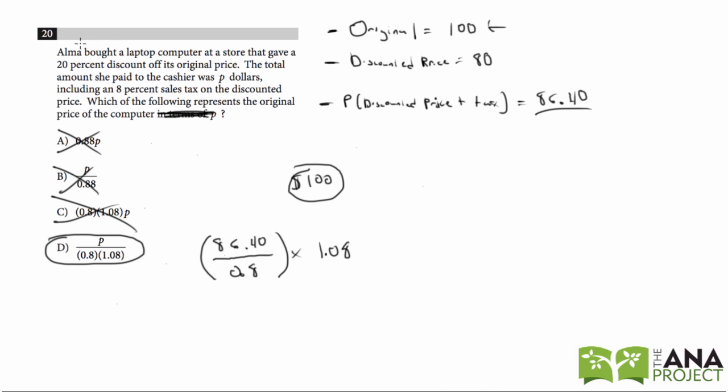So again, very good candidate to pick numbers and plug in. In this case, we actually picked another number. Since it's percent, we picked the number 100. 100 is a very good number to pick with percent problems. We backed into P, and then we plugged P into the answer choices in order to get the correct answer. See you on number 21.